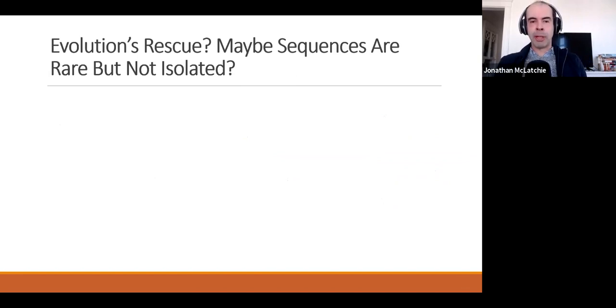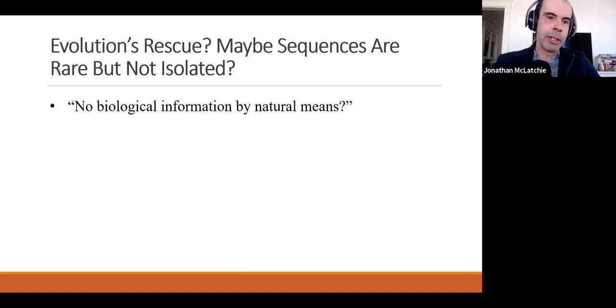Now, as you might have gathered or suspected, evolutionary biologists have put forward some attempts at responding to this sort of argument. And one of those objections that is sometimes put forward is that maybe the sequences are rare, but not isolated. So the idea here would be that although they're astronomically rare, they're clustered together in sequence space, so that you could hop from one island of function to another relatively easily. So to illustrate why I think this doesn't solve the problem, consider this sentence in the English language: no biological information by natural means.